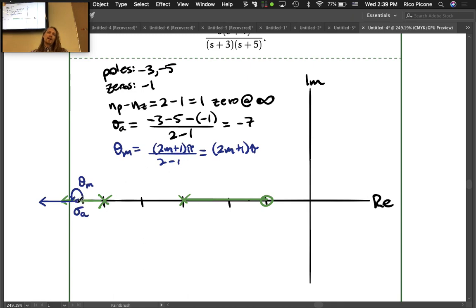The zero at infinity is given as being negative infinity on the real axis. We just head out at angle of pi, and that's exactly what our real axis rule already gave us. So it's done. Yes? How do we know it's negative infinity and not positive infinity? It's because the angle came out to be pi plus or minus 2 pi m.